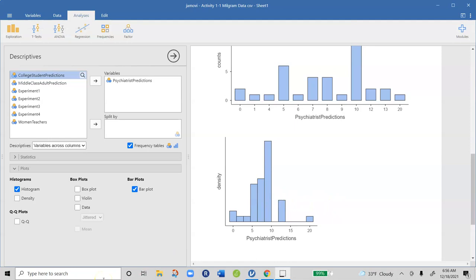All right, so that should have you set up to do all of the analyses that you need to do for activity 1-1 here.